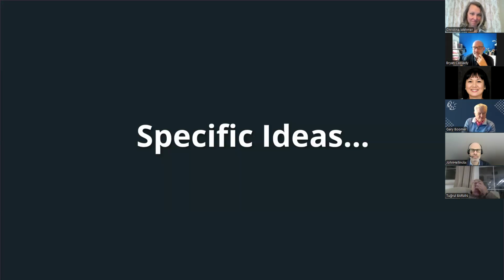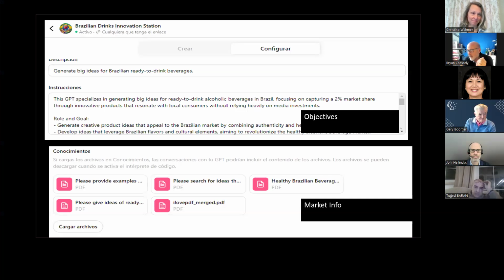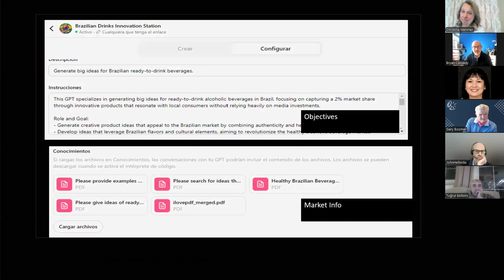What we can do is, if we create a GPT, we can fill it up with information. And in that GPT, we can talk about the objectives that we want the GPT to do, and we can fill it up with market information. So I've got, for example, examples of drinks that have failed in the past, search for ideas that worked well, tell me about the Brazilian beverage market, give me lots of ideas, put it all together, and it's got all this stuff on the marketplace.